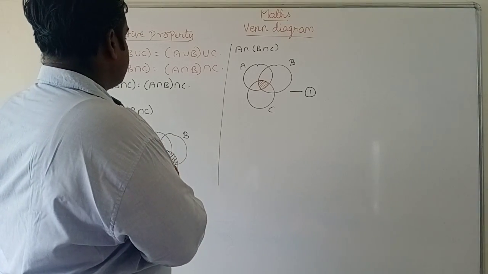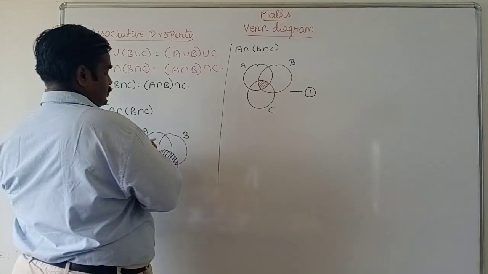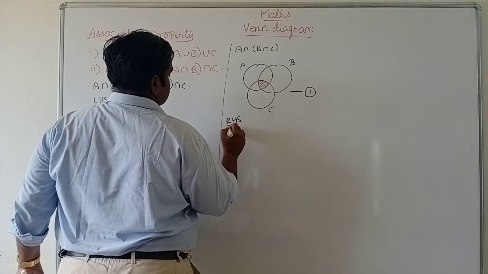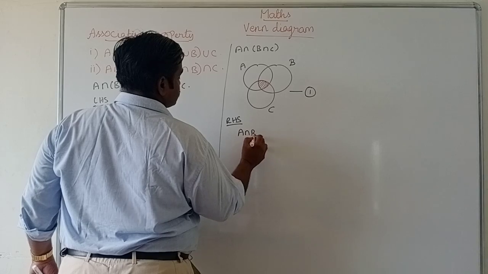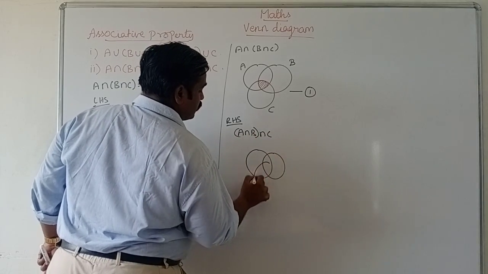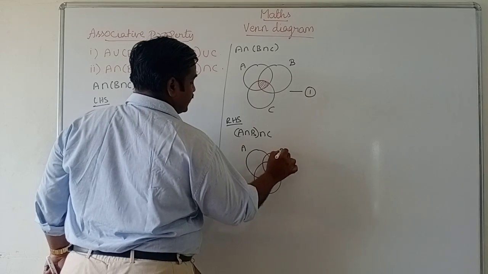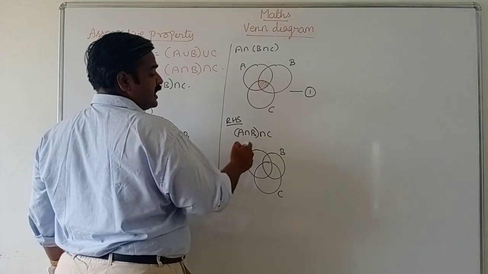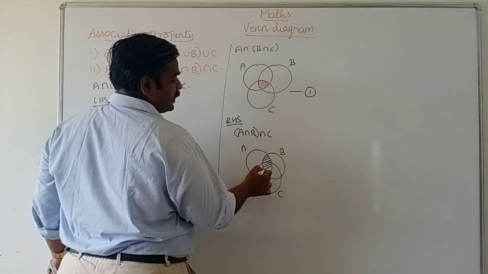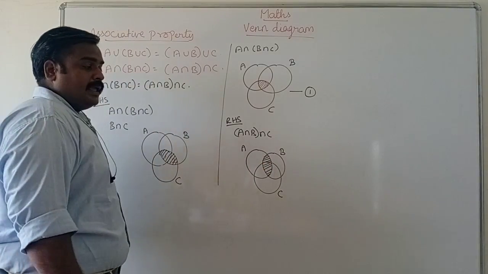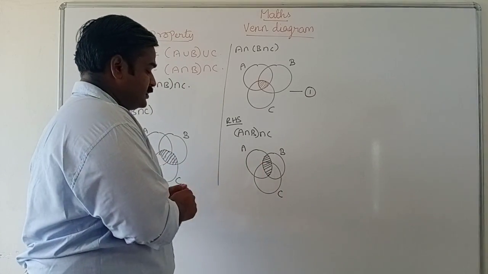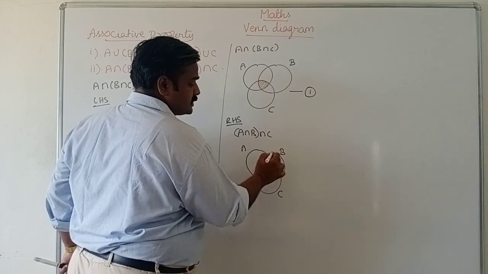Go for the next diagram. What is the second diagram? A intersection B, RHS A intersection B intersection C. So once again draw 3 circles. Take one as A, another one as B, another one as C. A intersection B: common area between A and B. See whether this comes. The common place between A and B. This part comes, this part comes. If I draw and show, you will understand. This is 1 and this is 2.